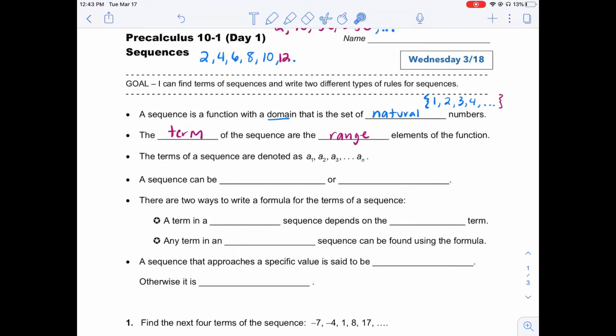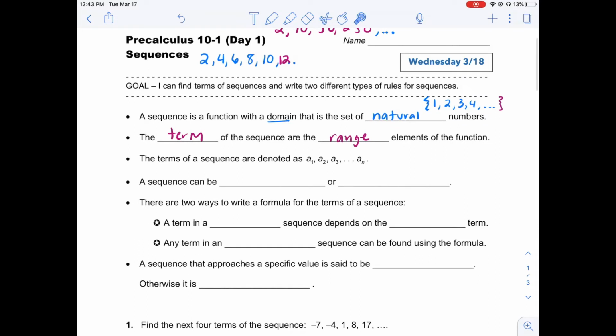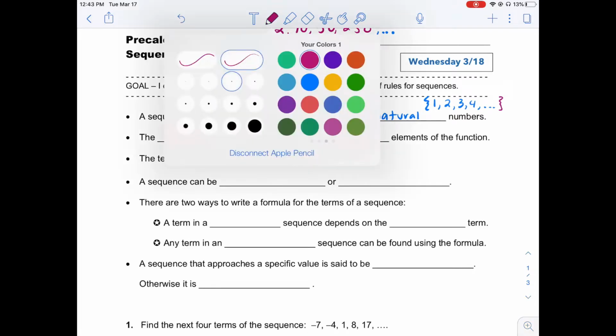The different elements that we call terms, we denote those as A1, A2, A3, and then wherever we choose to stop goes up to AN. So again, my third term, we would call this A sub 3, A3 is equal to 6. As we go to talk about sequences, there's a couple type of sequences and a couple of different ways that we can describe them and work with them.